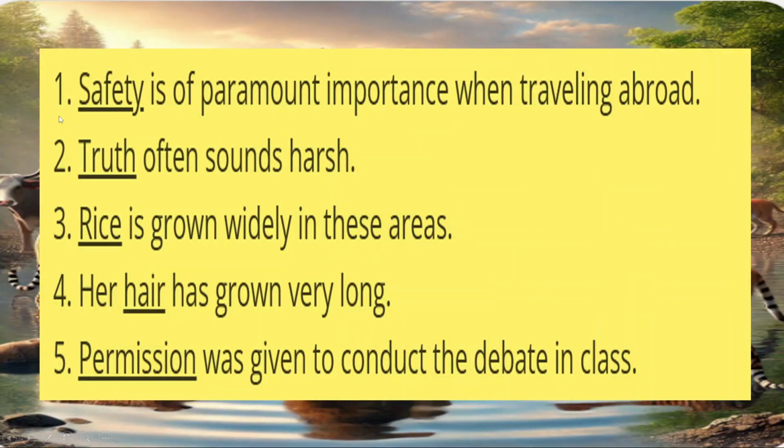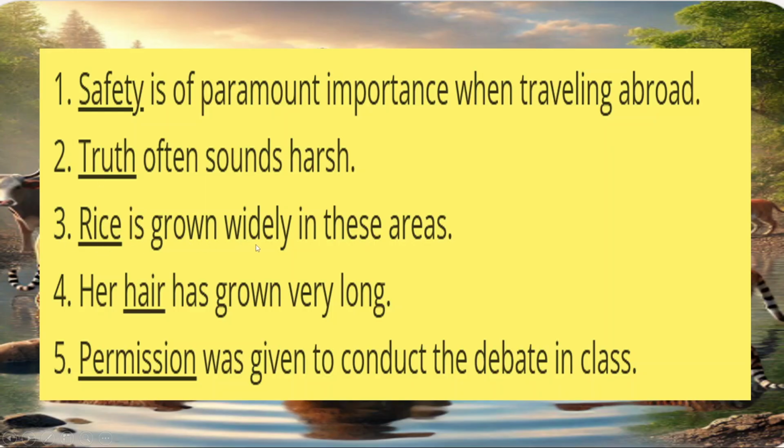Now we make the sentences. First one is: Safety is of paramount importance when traveling abroad. Safety is an uncountable word. That's why the article will not come before that. The second one is: Truth often sounds hard. Truth is uncountable here.